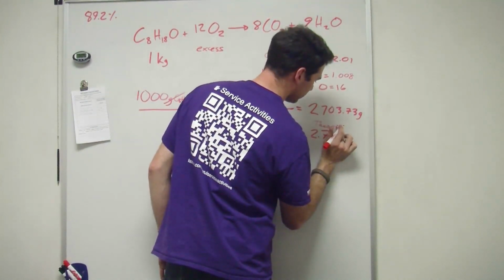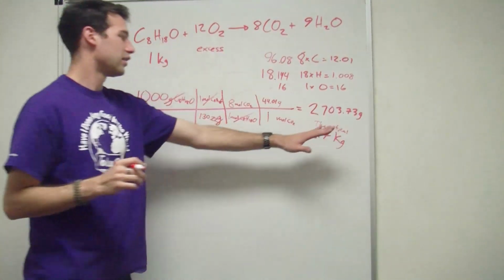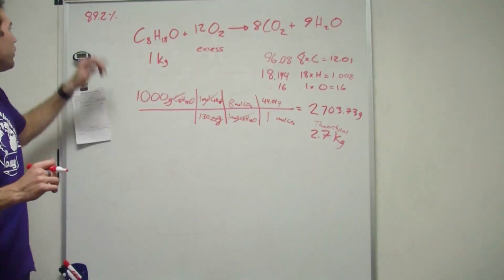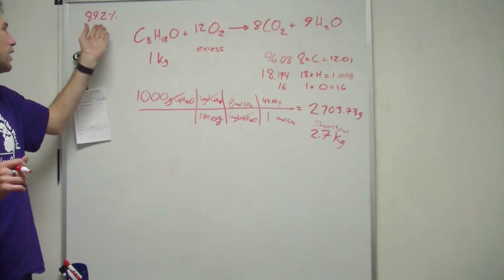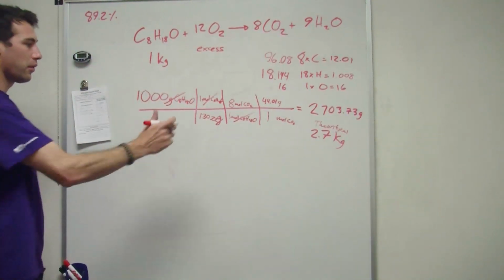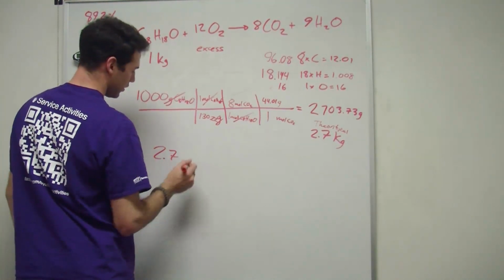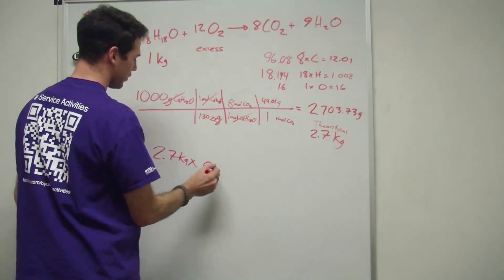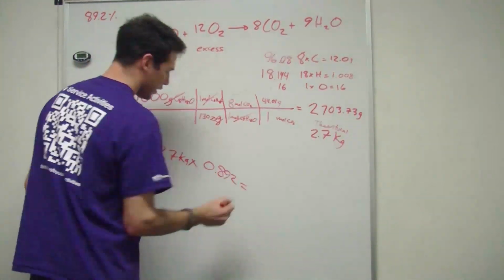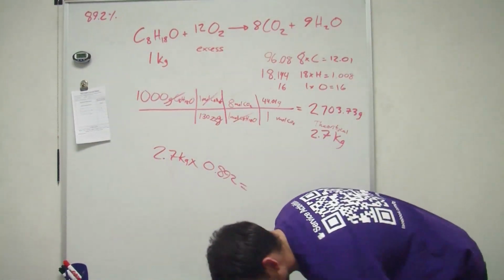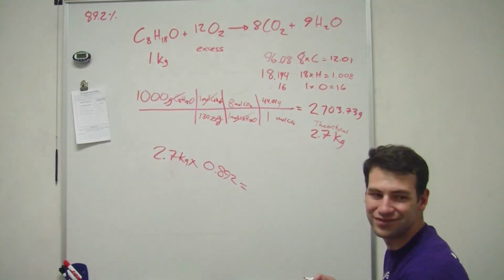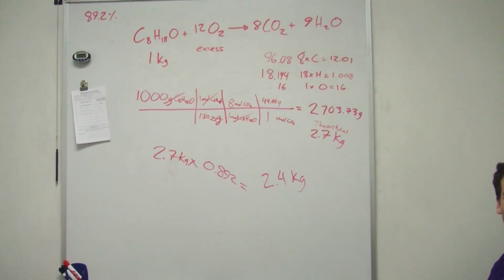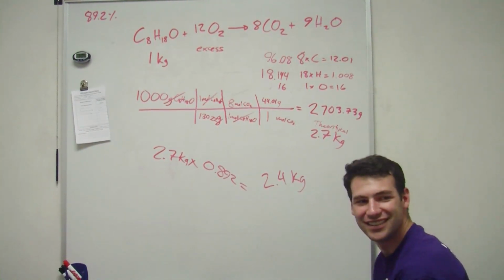That's actually helpful. That's a lot more. This is not how much we actually produce, because we know we didn't use up all of that. We only produced 89.2% of whatever we form. So what we do now is we take the 2.7 kilograms times 89%, or we could do 0.892. And that is how much CO2 we actually produce. 2.4 kilograms. Wow! That is a lot of CO2.